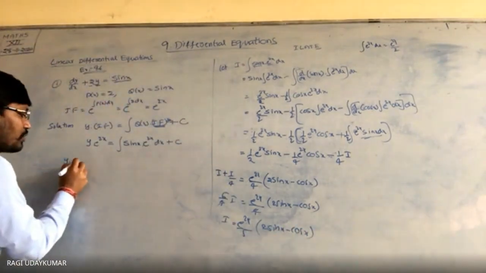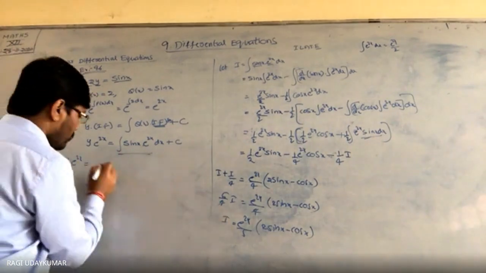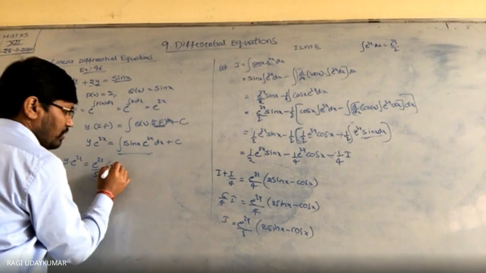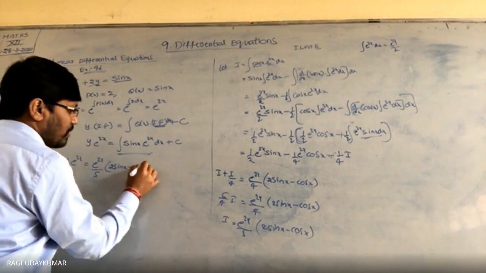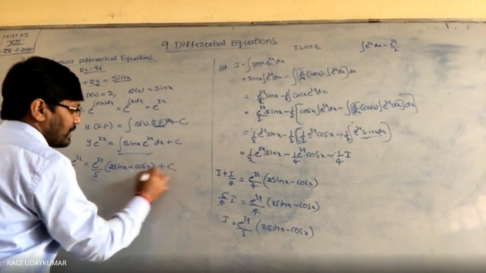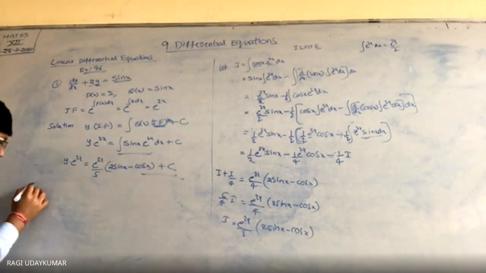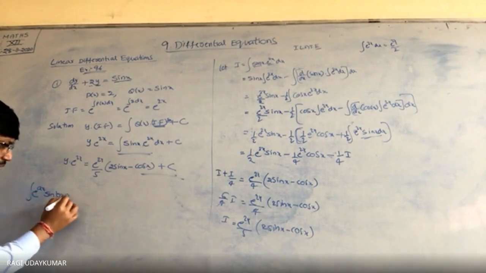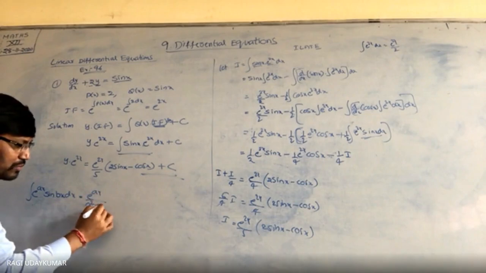So this you can replace here. So y into e power 2x is equals to integration value. This is equals to e power 2x by 5 into 2 sin x minus cos x plus c. This is the solution. And this actually I told you. This one we are going to use: integration of e power ax sin bx dx is equals to e power ax by a square plus b square into.